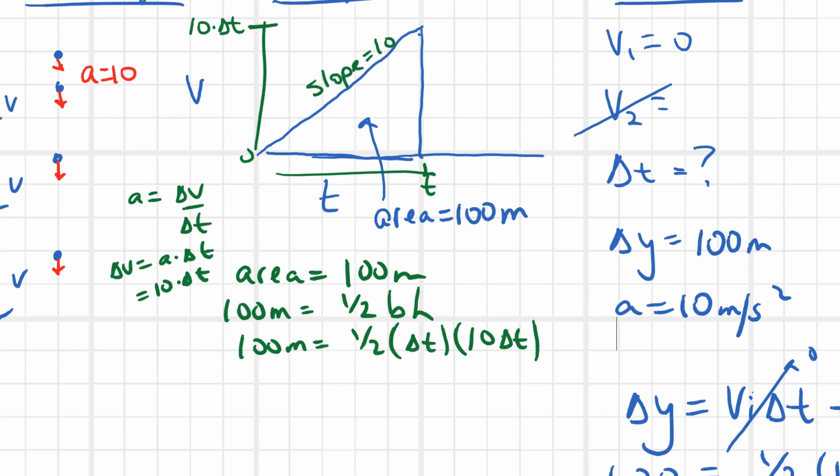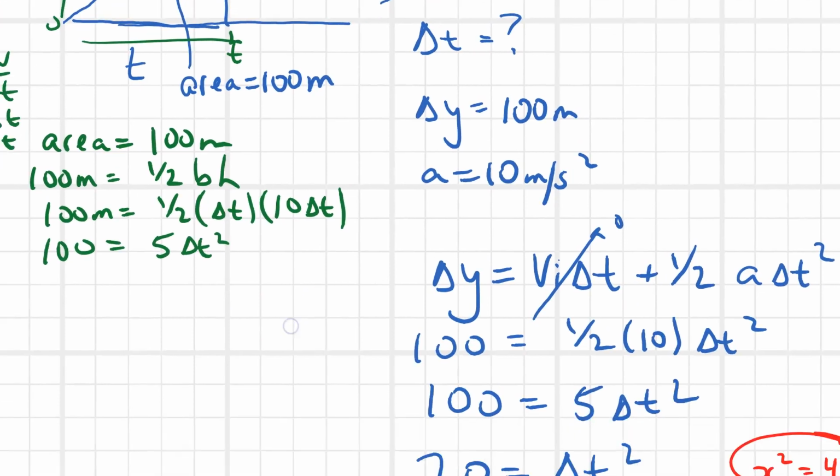All right, so once you got that done, then it looks very similar to the other side. I'm going to say 100 meters is equal to, I'll just do 100. 100 is equal to 1/2 times 10, which is 5, so 5 delta t squared. And you might notice, hey, it's exactly the same as what we had over here. So it's going to finish the same way. We're going to say the delta t is equal to the square root of 20, which was somewhere around 4.5 seconds.